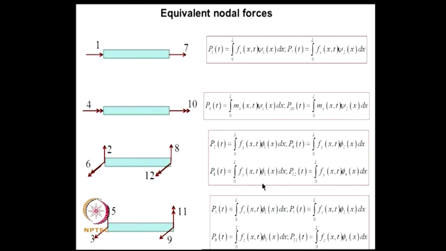These are equivalent nodal forces in terms of the shape functions. Here for example, in the axial deformation case the equivalent nodal forces will be P1 and P7, and an axially distributed load Fx of x comma t is represented in terms of equivalent nodal forces P1 and P7 using these relations. Similarly, if there is a distributed torque about the longitudinal axis along the beam, that is mx of x comma t, the equivalent nodal torques will be P4 and P10, and that is given through this relation. So, these are the usual nodal forces for bending action, this we have seen earlier.